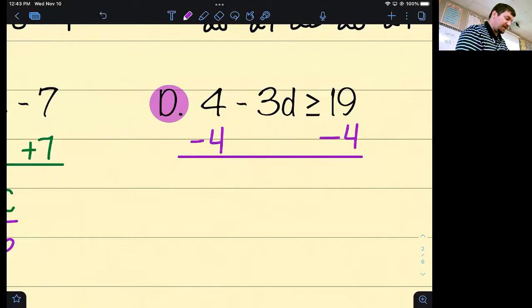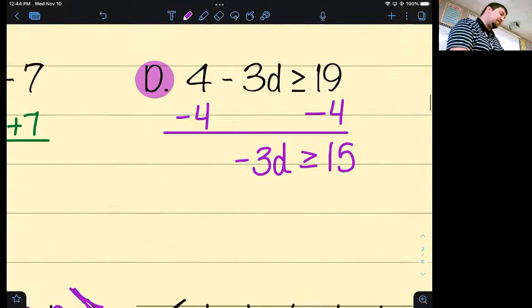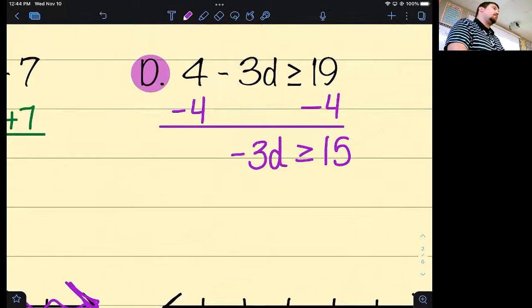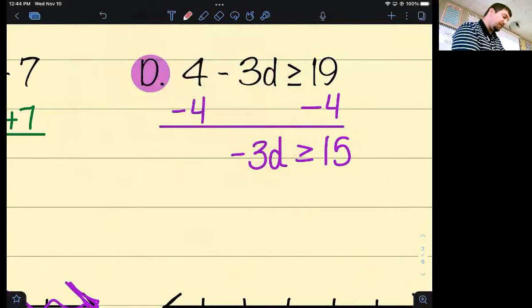And Whitney, what's 19 minus 4? 15. Copy down the negative 3D. Another common mistake with this problem would be to forget that the 3 should be negative. Speaking of negative variable terms, Hunter, do you think we're going to have to flip on this one? We totally are. Yeah, it's got a negative variable term. So our next step, Hunter, would be to divide both sides by negative 3, which is why we're going to flip, because anytime you multiply or divide by a negative.